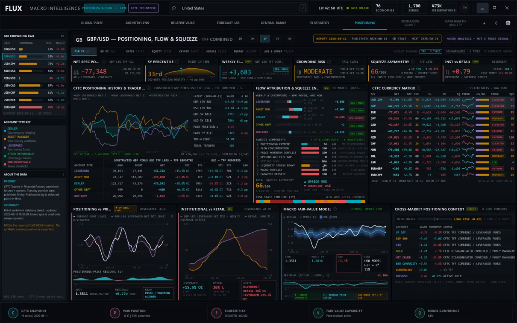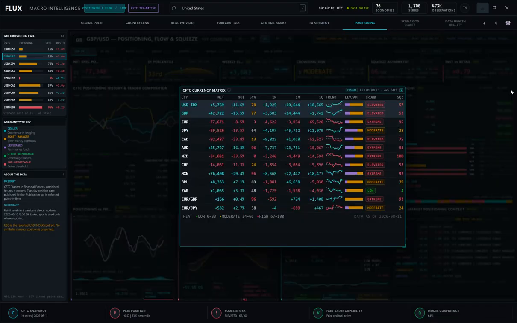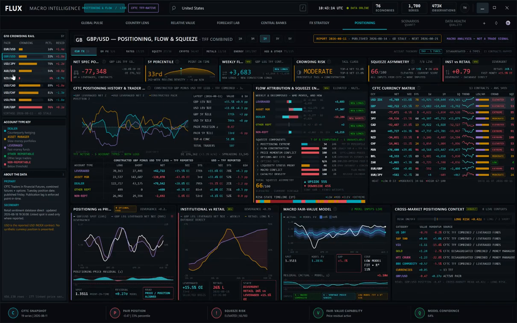The next one is the positionings, which at the moment is fully built with all available contracts on CFTC data. It does a complete intensive analysis of how the positions are affecting the selected country, the selected pair. When we're selecting GBP/USD, it does a cross analysis for both pound and dollar as well.